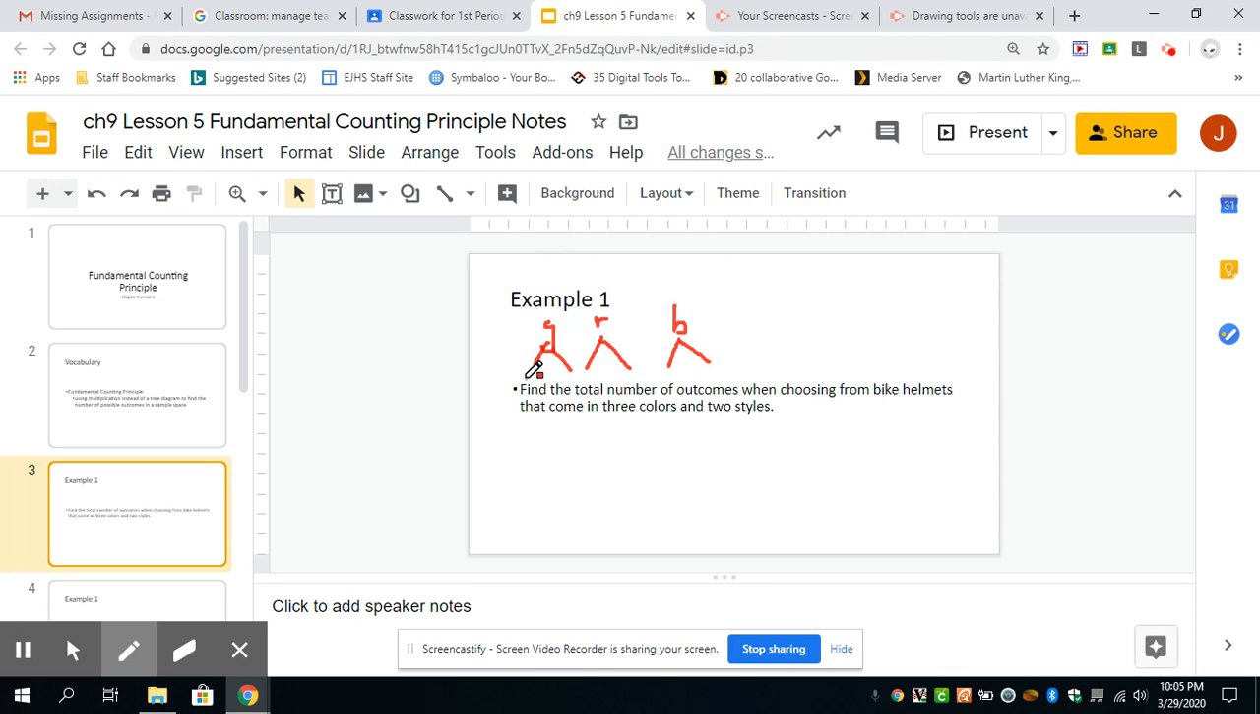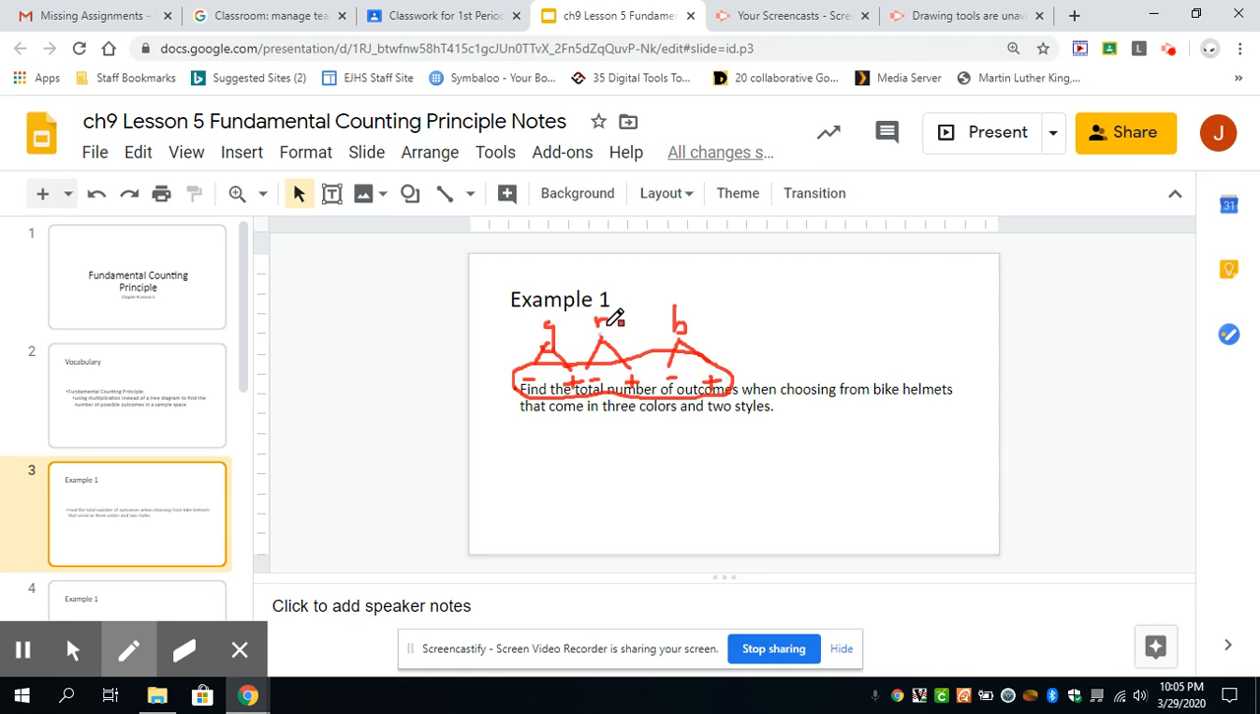Let's say we have one style that is math themed, has minuses on it, and one style that has pluses, right? And so we look and see all the total combinations here. We could have a blue helmet that has minuses all over it, or a blue helmet that has pluses all over it. We could have a red helmet that has minuses or pluses, and then a green helmet. So here we see the total number of combinations is 6.